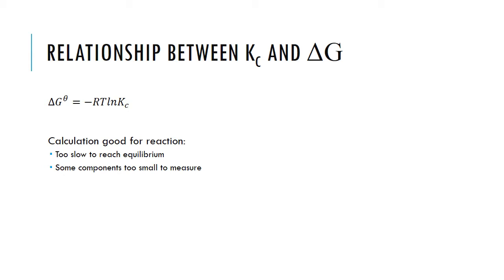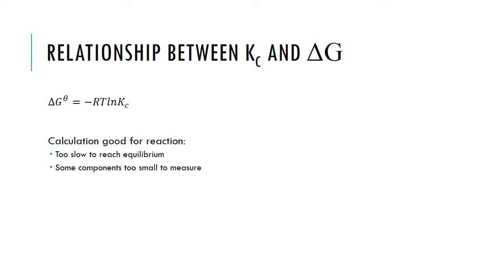And so there is a mathematical relationship between Kc and delta G. Here's the calculation: delta G equals negative RT times the natural log of Kc. This calculation is good for when reactions are too slow to reach equilibrium in a time in which we can measure it, or some components are too small to measure, like we just did with our last calculation in the last video. So all of that can be plugged into this equation.